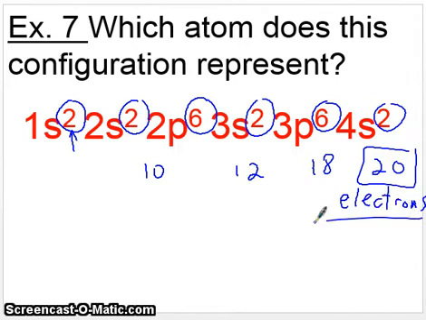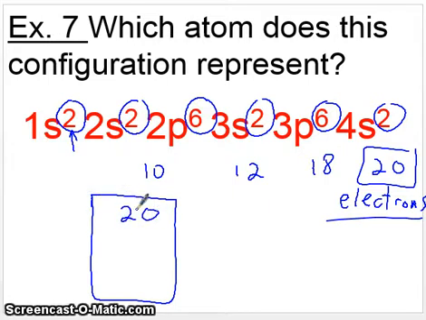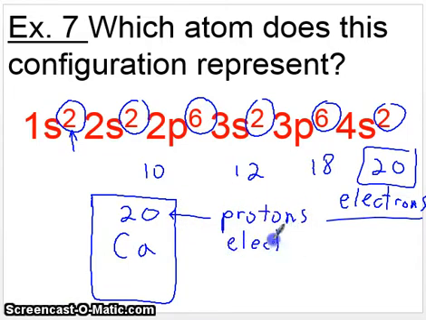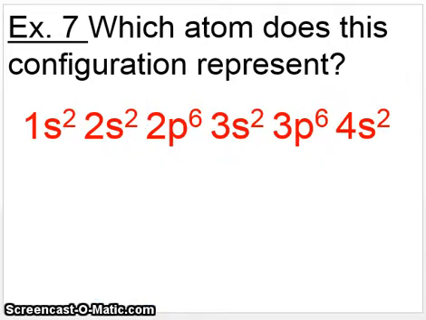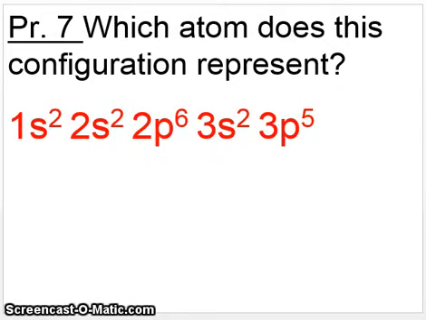20 electrons correspond to which atom? Now remember, the atoms are arranged by their atomic number, and the atom that has a 20 above it is calcium. This number represents the number of protons, but it also represents the number of electrons, because all atoms are neutral. So in fact, this represents calcium. So do the same thing on your own in this practice problem. Tell me which atom this configuration represents.